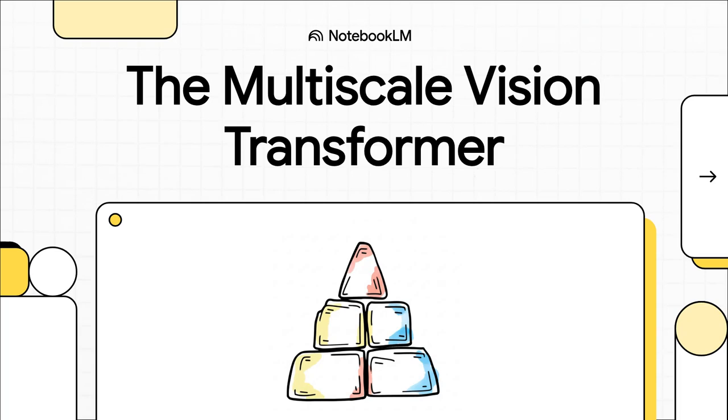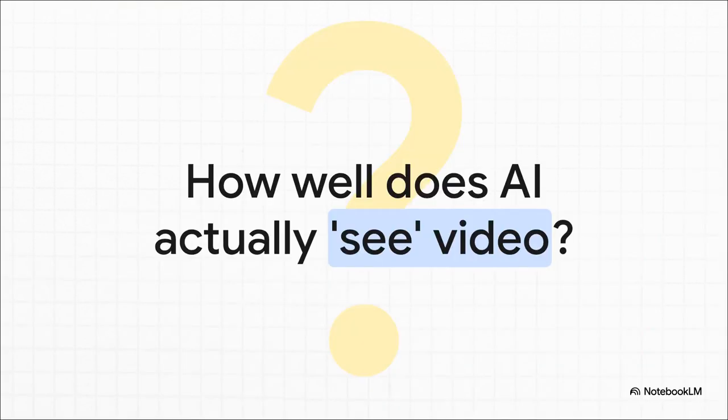So today we're going to break down a really fascinating new AI architecture called the Multiscale Vision Transformer. The big idea here is to get an AI that can watch a video more like a human does, actually understanding the flow of what's happening, not just seeing a bunch of snapshots. Let's dive right in. We think of AI as being this incredibly advanced thing, but how well does it really understand video? I mean, is it just recognizing objects frame by frame, or does it truly get the sequence, the story that's being told over time?